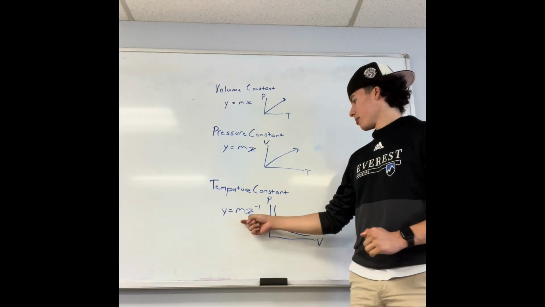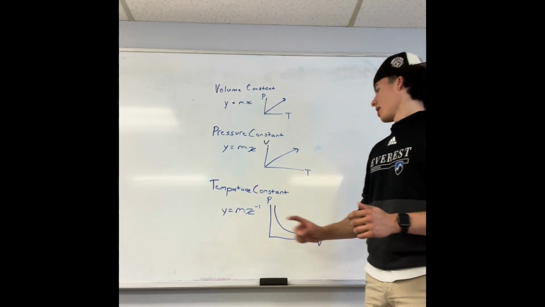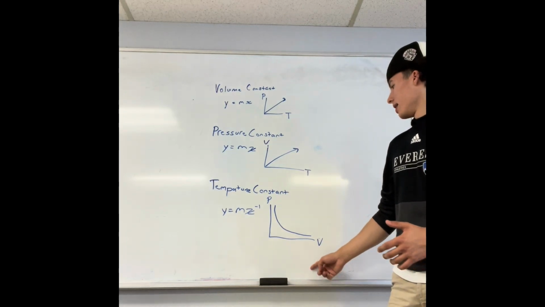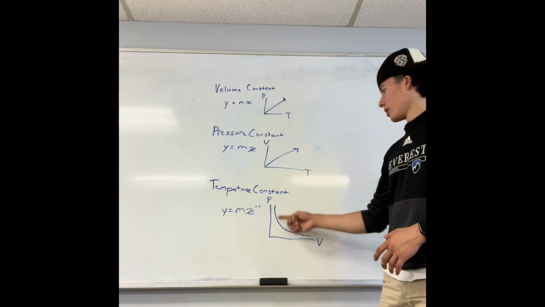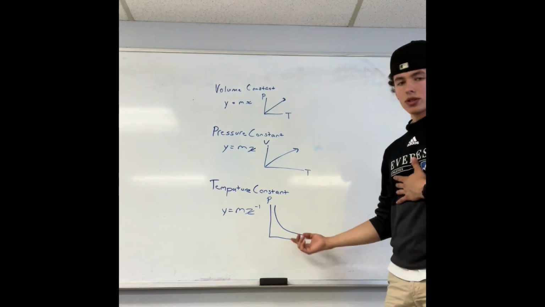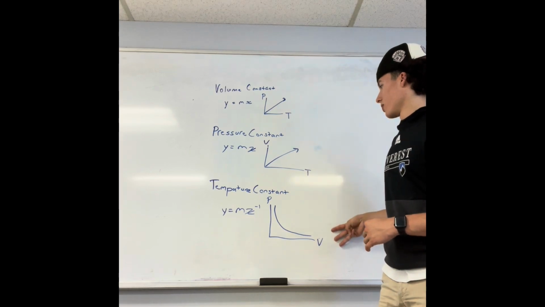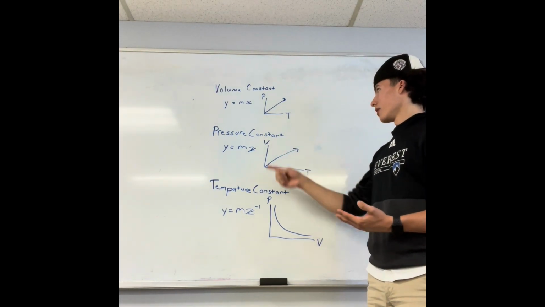And then lastly, the temperature constant. This one's the only one that's different. Y equals mx to the -1 power. It's an inverse function, and this is basically the pressure and volume relationship at constant temperature, and it's an inverse line. So these are the three graphs that show the relationships between temperature, pressure, and volume.